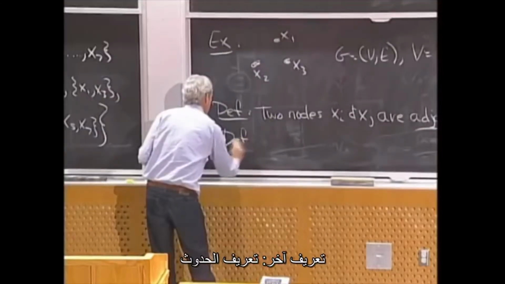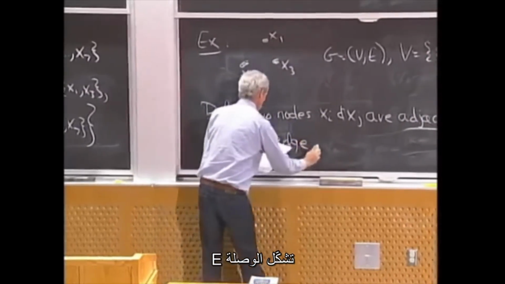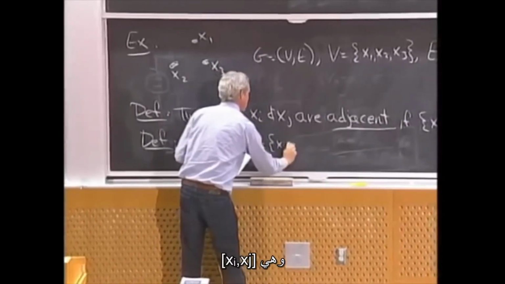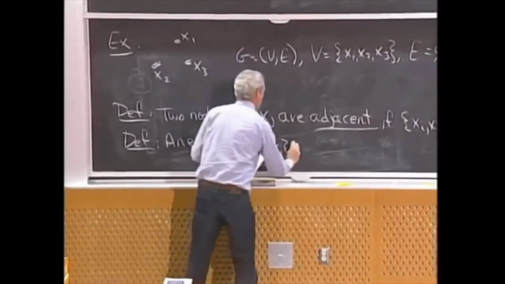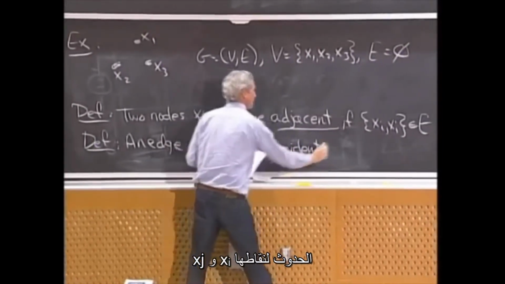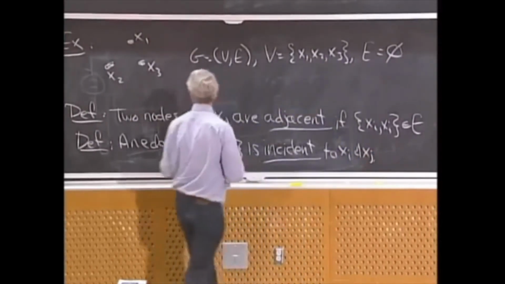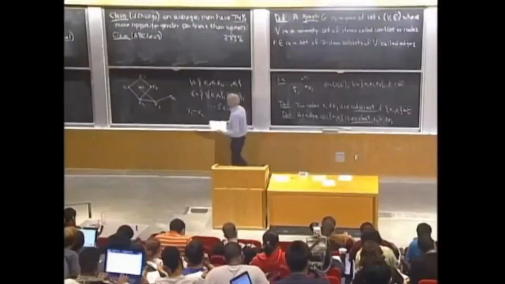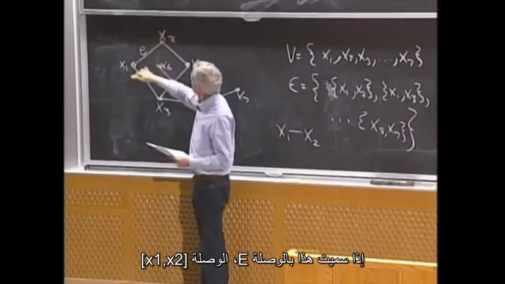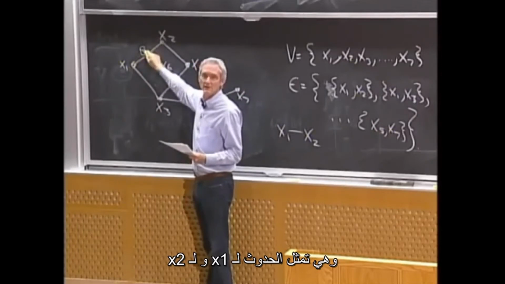Closely related is the definition of incidence. An edge e, which is (xi, xj), is said to be incident to its endpoints, xi and xj. So for example, if I label that as edge e, e is the edge (x1, x2), and it's incident to x1 and incident to x2.